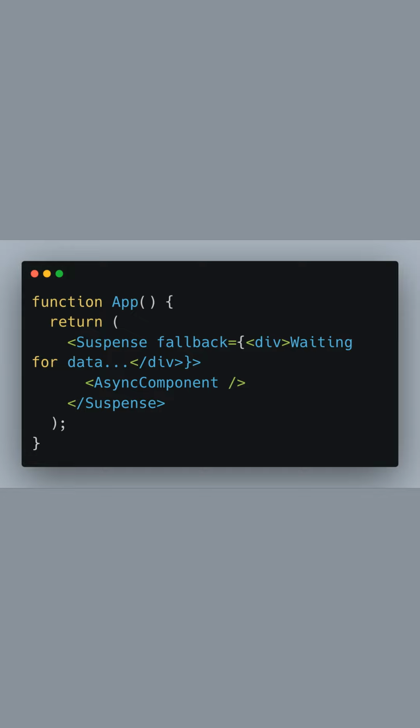Moving on to the App component, we wrap AsyncComponent with Suspense. Suspense accepts a fallback prop, which is the UI displayed while our async component is fetching the data. In this case, it's a message saying "waiting for data."